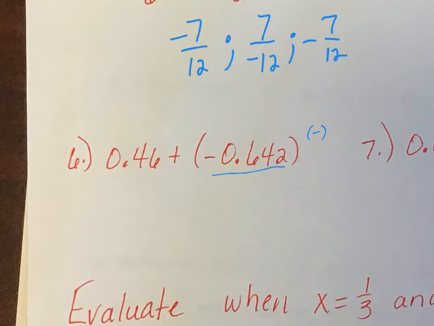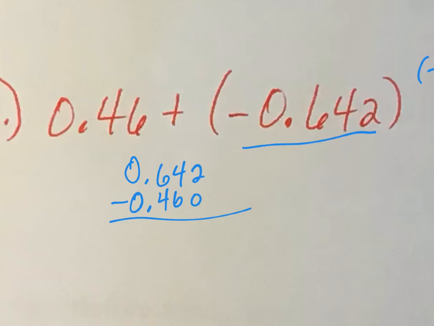So we're going to put 0.642 on top, and we're going to subtract 0.46. Okay, I'm going to put a 0 here so it's easier to subtract. 2 minus 0 is 2. I have to borrow. That's a 5. That's 14. 14 minus 6 is 8. 5 minus 4 is 1. And then we have a decimal that comes straight down. Take the sign of this one, which was negative.